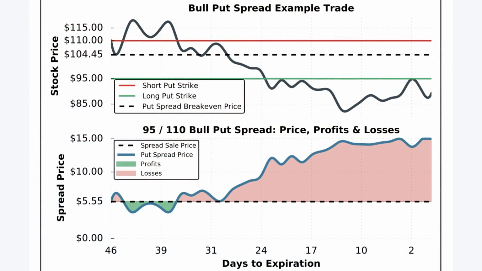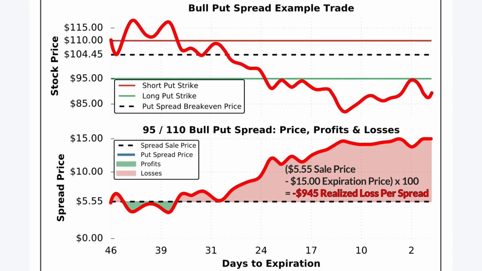As we know, the bull put spread is a bullish trading strategy that profits when the stock price increases or at least remains above the put spread strike prices as time passes. It makes complete sense then that this trade did not make any money because over the entire duration of the trade, the stock price was decreasing. With the stock price completely below both put spread strike prices at expiration, the put spread in this example expired worth its maximum value of $15 at expiration, which translates to the maximum loss potential of $945 for any trader who sold the spread for $5.55.